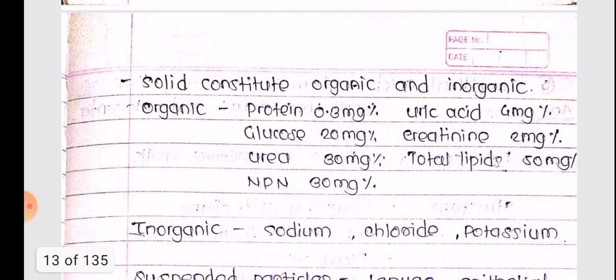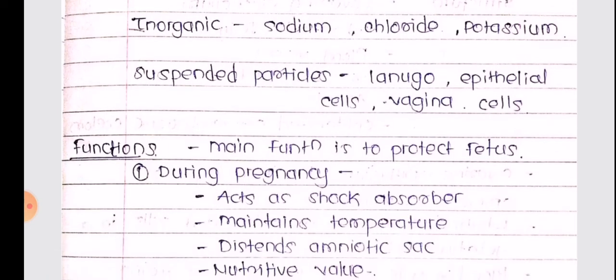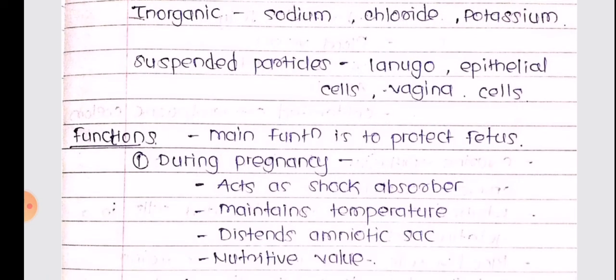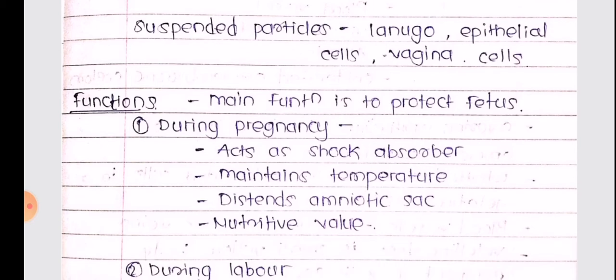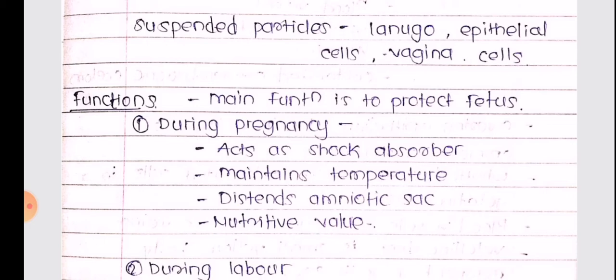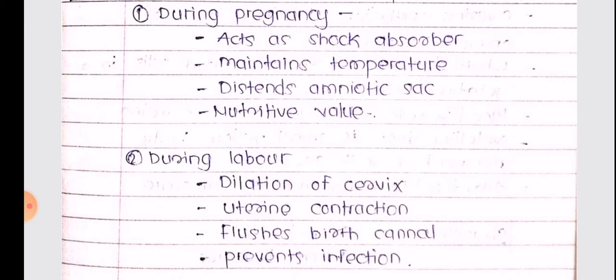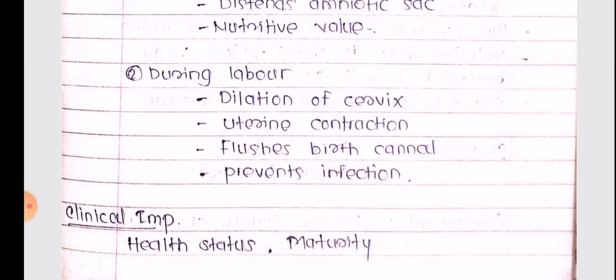The main important part is the functions, wherein we have to remember that during pregnancy it acts as a shock absorber, and the main function is to protect the fetus, to absorb any shock which could be experienced by the mother, which could harm the fetus. Amniotic fluid will help a lot and benefit as a shock absorber. Then it also maintains temperature and the various other functions which we studied here.